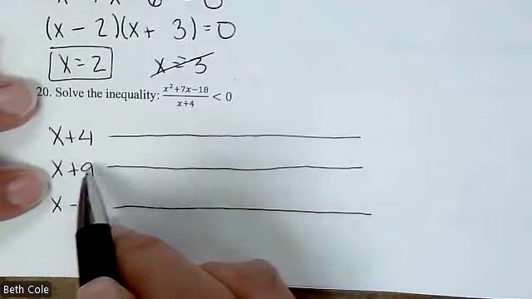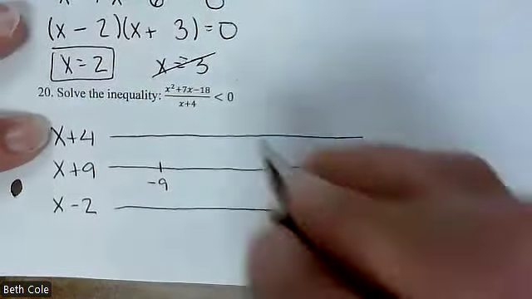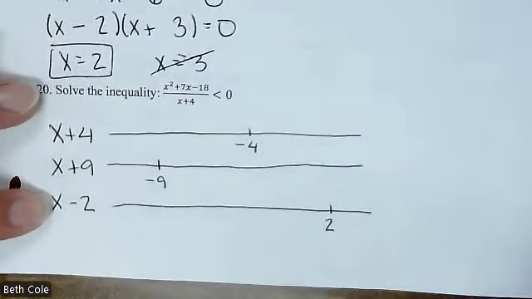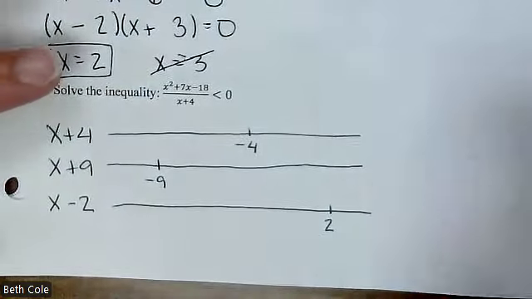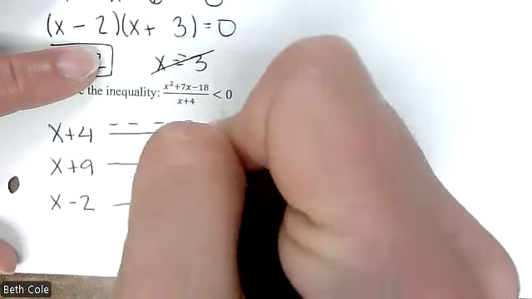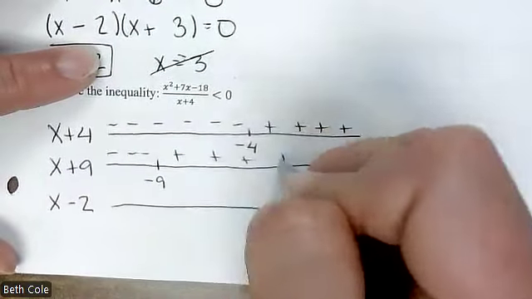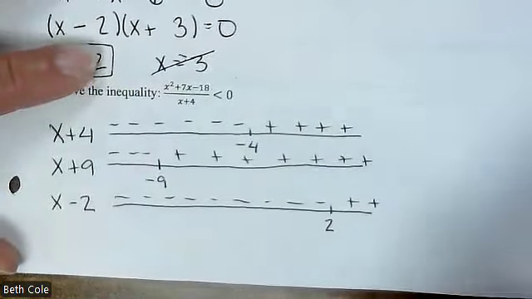All right, so to put these in order, x plus 9 is going to change at negative 9. X plus 4 is going to change at negative 4. X minus 2 changes at 2. And since nothing weird happened, how can you fill them all in? Negative to positive. Good. Negative to positive. If you don't like that, you can pick a test number. I'm just trying to save you some work.